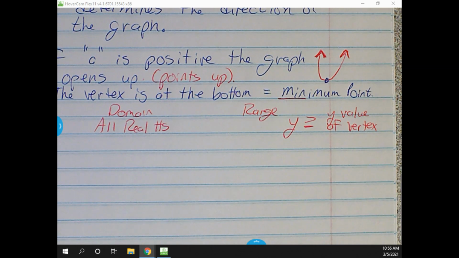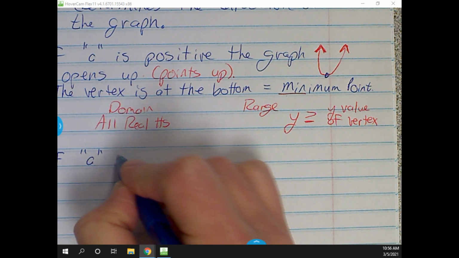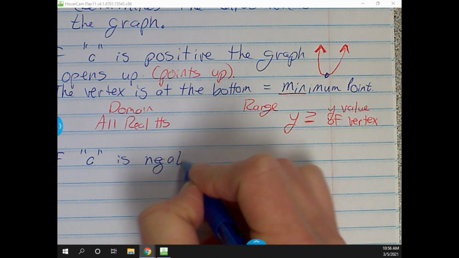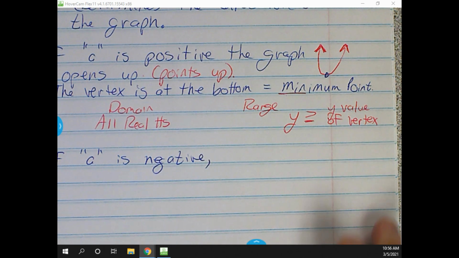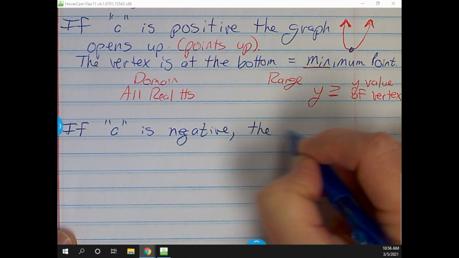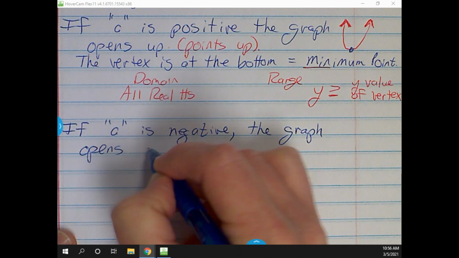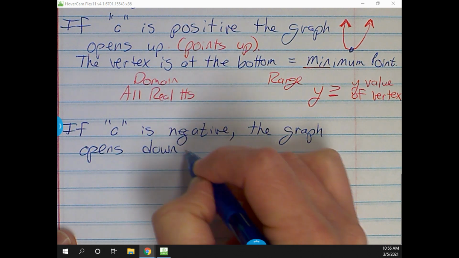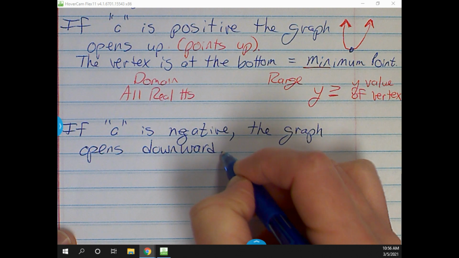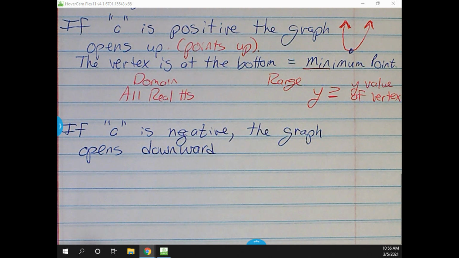And then if we do the opposite, if a is negative, then the graph, it feels funny to say that it opens downward, but that's technically the correct math term, that it opens downward. Again, for what we're doing, if a is negative, the graph opens downward. Basically it points down.